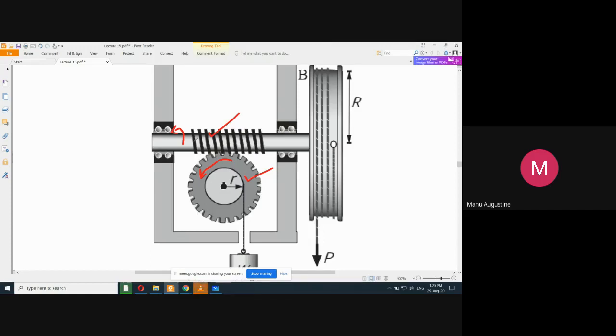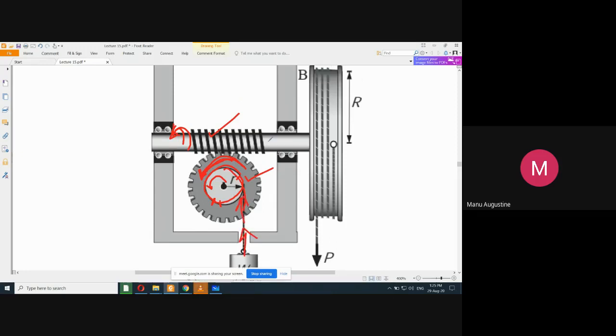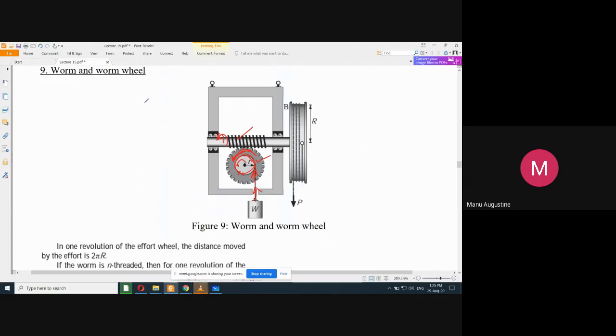But just to start with, when this axle rotates in this direction, then the worm wheel will rotate in this direction. And there is a small pulley or a small disc which is rigidly connected to this worm gear. So if this gear rotates in this direction, this wheel will also rotate in this direction. And when this wheel rotates, this rope which is wound around this wheel will climb upwards and the load will be lifted. So this is the overall connection between worm and worm wheel by applying an external effort P.